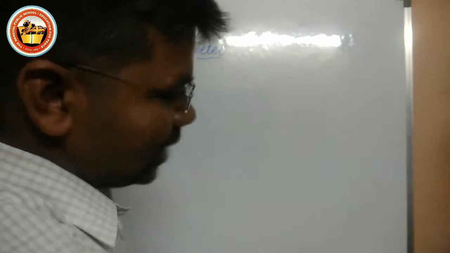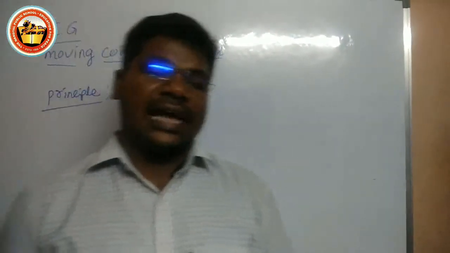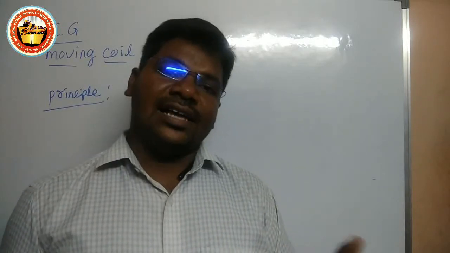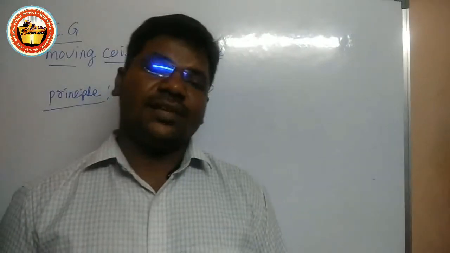Coming to the principle. The moving coil galvanometer principle is defined as: when a current carrying rectangular loop or coil is placed in a uniform magnetic field, the coil experiences torque. This is the principle. The previous expression is there, so whenever the coil is placed in a uniform magnetic field and current passes, it experiences torque.